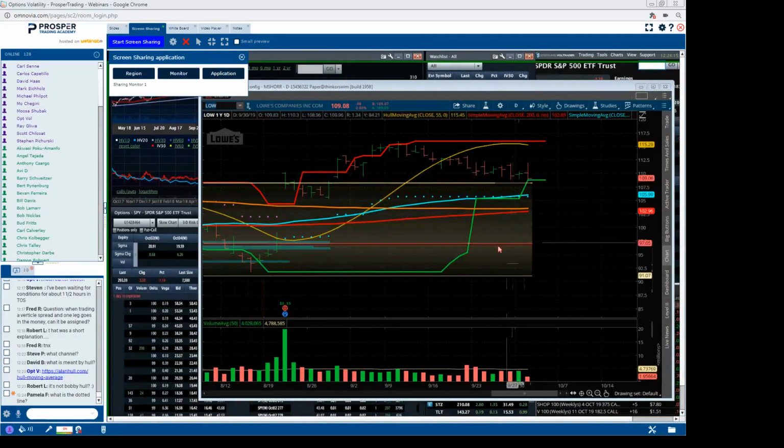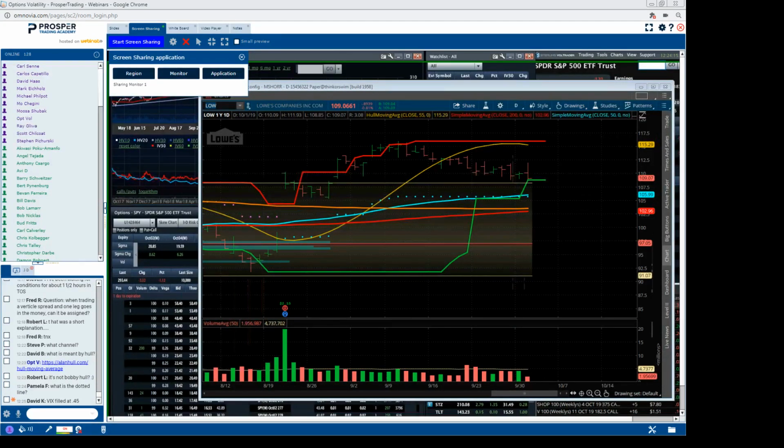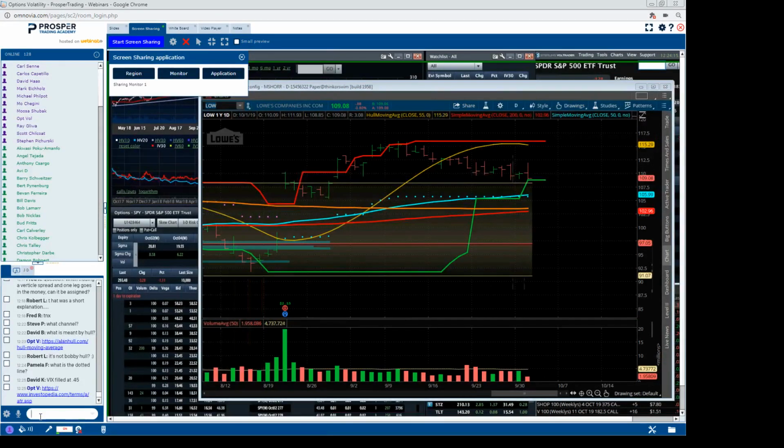What is the dotted line? This is your ATR, average true range stop. I can give you some information on that. Let's see, who do we want to use? Investopedia usually does a good job of this. I haven't read this, but usually they're pretty darn good, and it's free. So that's what the ATR is.